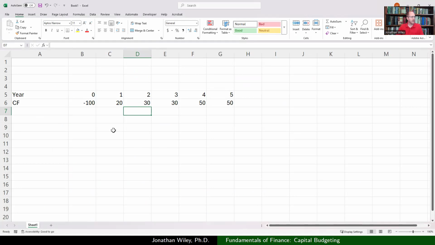So if I have a situation, let's say this is my little capital budgeting project, it's a 5-year project, and these are my cash flows. So at time 0 to start the project, initially I have a $100 expenditure that I'm going to have.